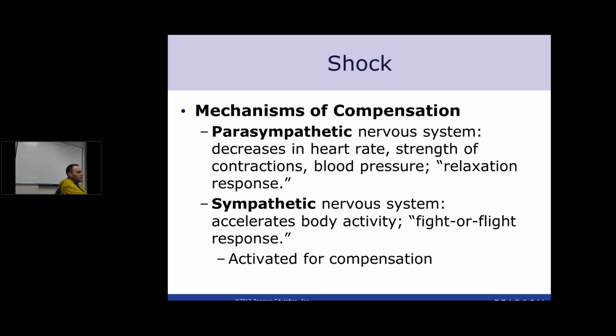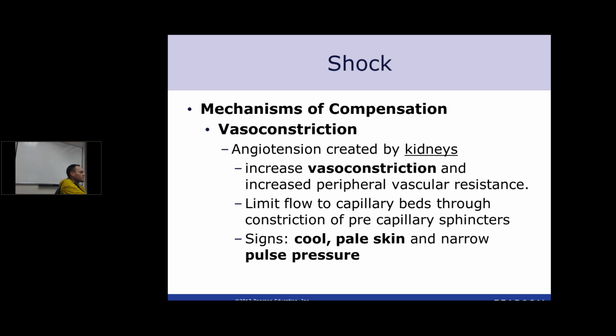You guys know all about parasympathetic, sympathetic. Sympathetic system is activated to compensate, right? That makes sense. The mechanism for that, vasoconstriction. So angiotensin, this one is a good one to understand, and I think it might pop up. But angiotensin is a protein created by the kidneys, causes vasoconstriction of the peripheral vasculature. So if the kidneys see that they're not getting enough blood flow and they don't think that the blood pressure is good enough, they'll release angiotensin in order to create vasoconstriction and improve that blood pressure.